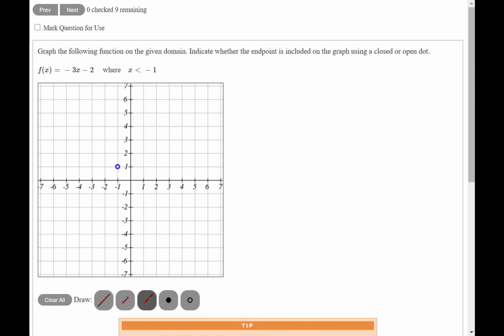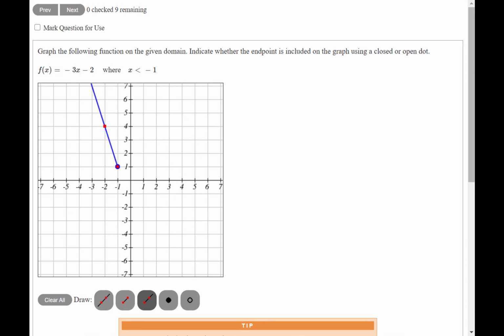And now from that point, I need to draw in the rest of the line. And it's only defined back here. So from this point, I can still use my slope to find the next point. But the thing is, if I use my slope as is, if I go down 3 and over 1, it's going to put me here. But that's not part of my domain, so I actually have to reverse it. Like I said, I need to go up 3 and back 1 instead.